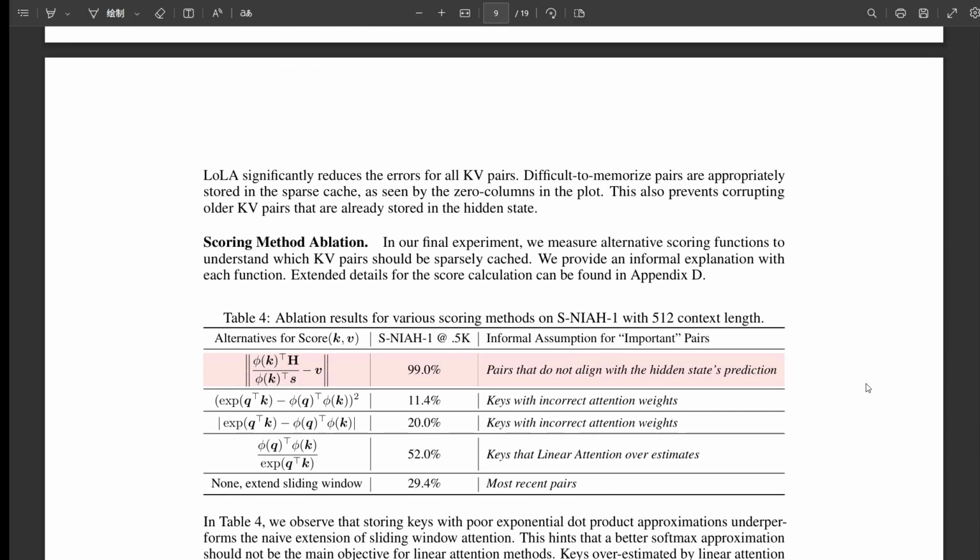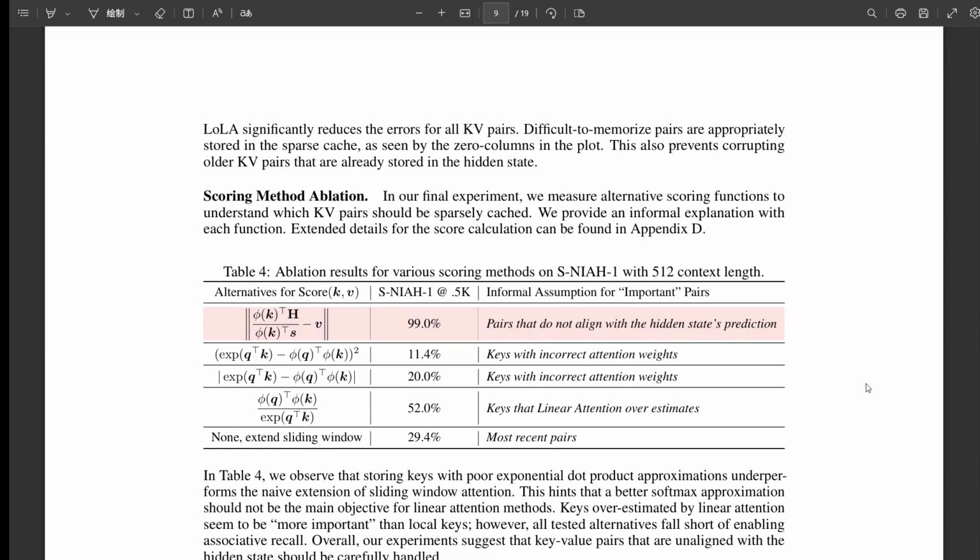And there was an ablation study, Table 4, which seems key to proving that their specific way of scoring, their self-recall check, is the right way to pick which memories are difficult. Exactly. That ablation study is crucial. It confirms that their self-recall check score, the one identifying pairs whose value is poorly predicted by the current hidden state using their key, is significantly more effective at picking which pairs to cache compared to other potential methods.